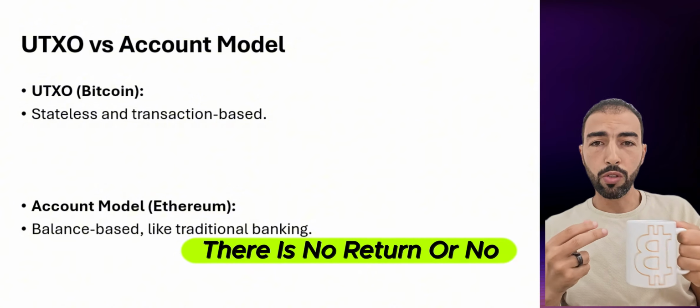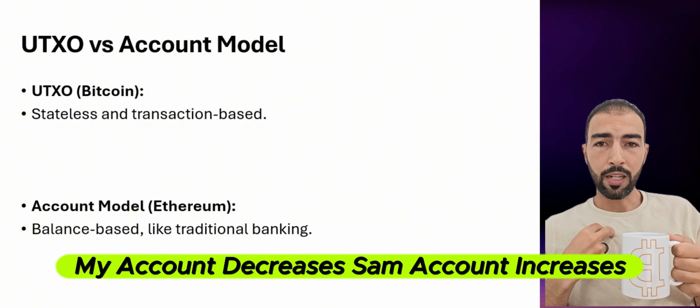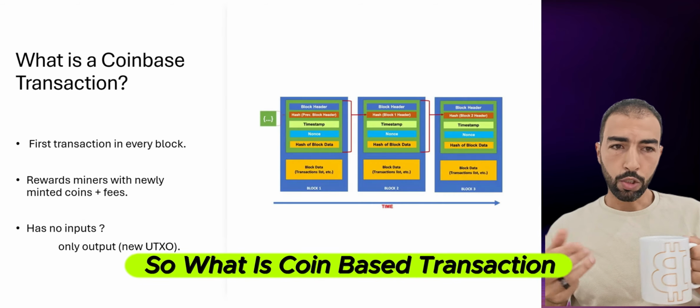There is no change return or UTXO in this. My account decreases, Sam's account increases. So what is a coinbase transaction?